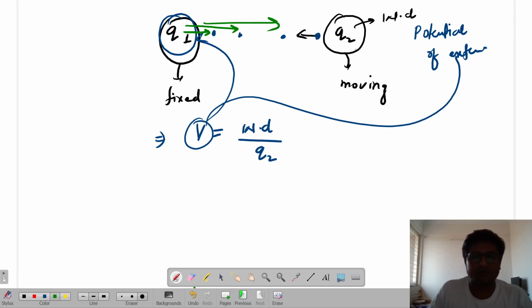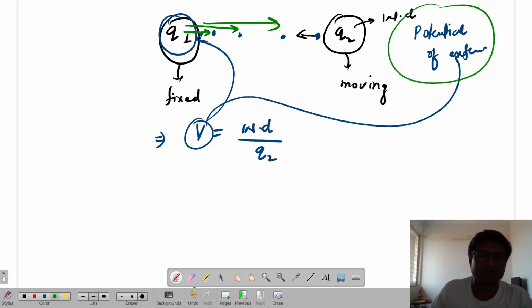So when I talk for the work done and moving, I'm talking about the potential of an external agency. Yes, that when I go nearer and nearer, my work done is increasing. So definitely there is something which is preventing us, right or not? So potential will be directly proportional to work done, but divided by Q2, why? Because if Q2 increases, then suddenly I'll have to do extra work. Are you able to get me or not?